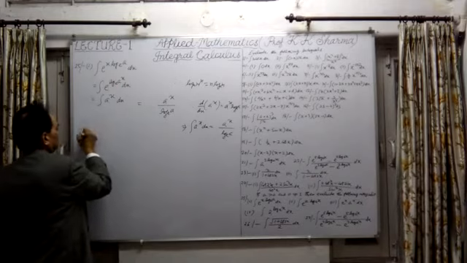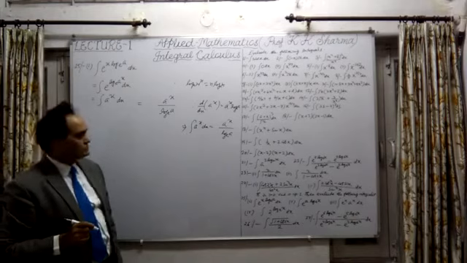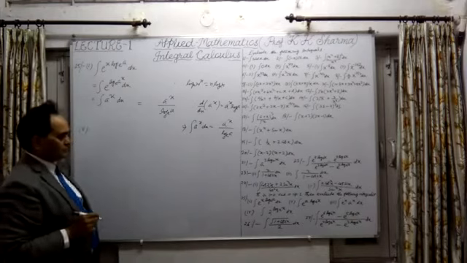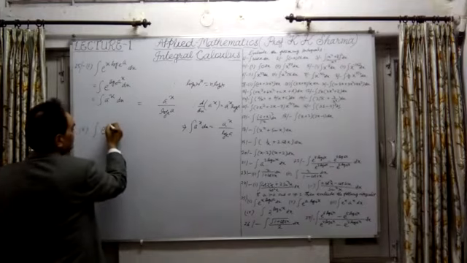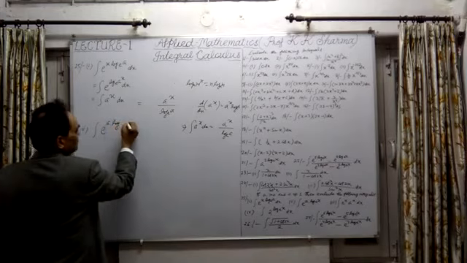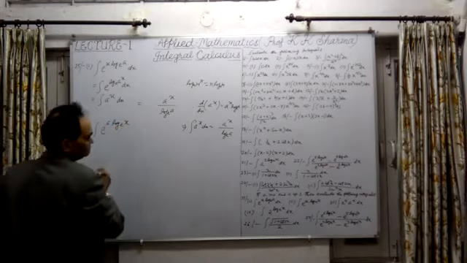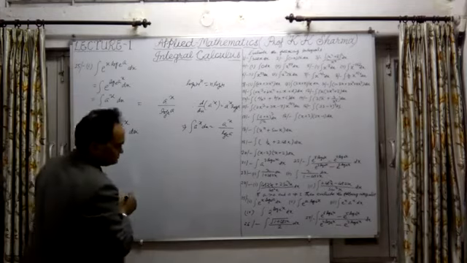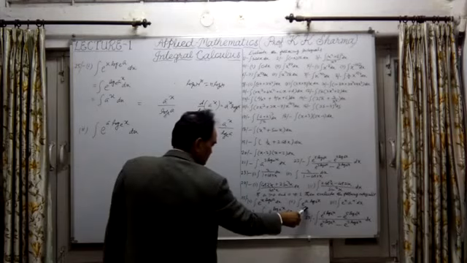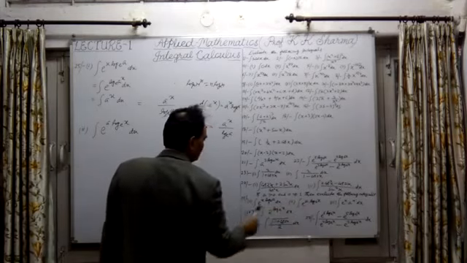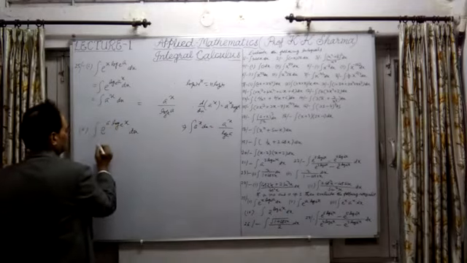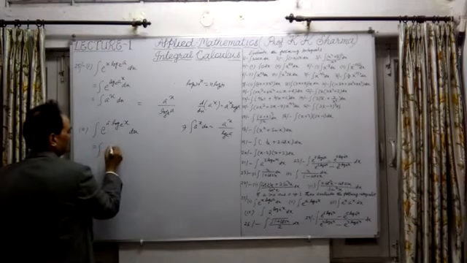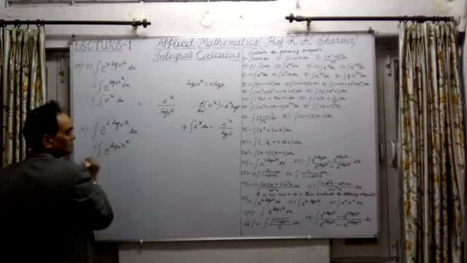Now what is the second part of question number 25? The second part is the integration of e raised to the power a log of x to the base e. This is the second part here. Now again, a can be taken to the power of x. This is equal to e raised to the power log of x to the power a, base e.